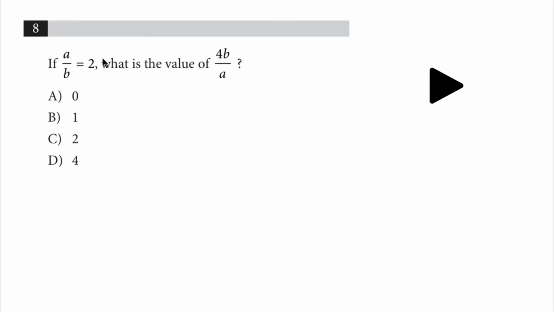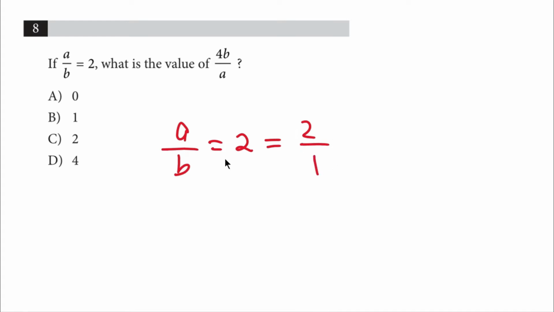If a over b is equal to 2, what is the value of 4b over a? Well guys, let's first of all take a look right here. A over b is equal to 2, which is actually equal to 2 divided by 1, since 2 divided by 1 is 2. Now let's flip everything here, and therefore we will have to flip everything here. B over a is equal to 1 over 2.